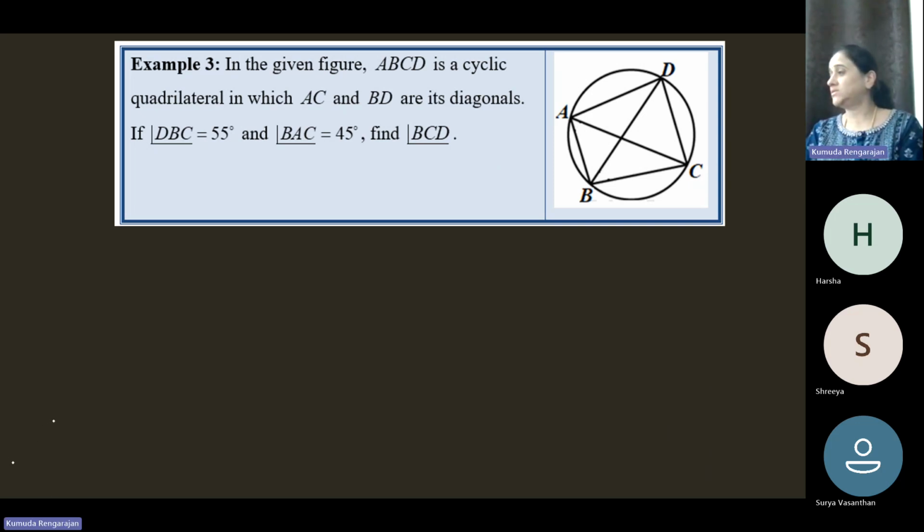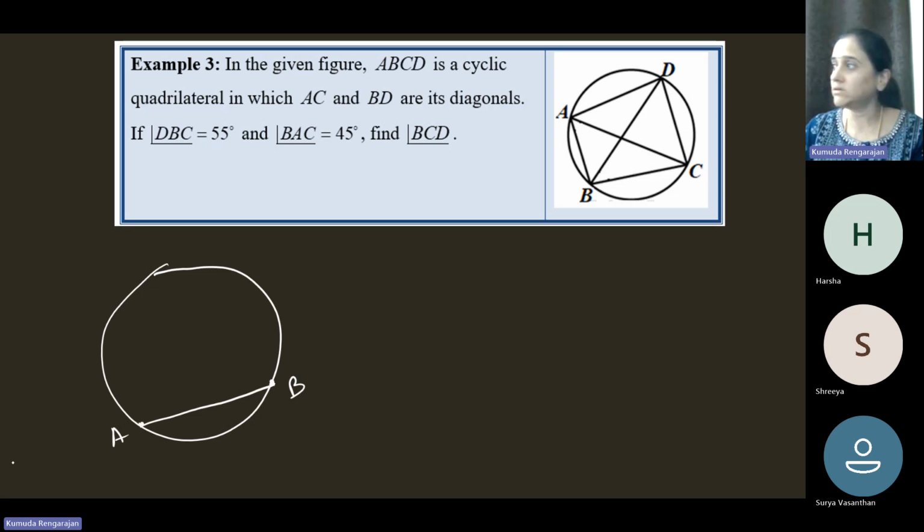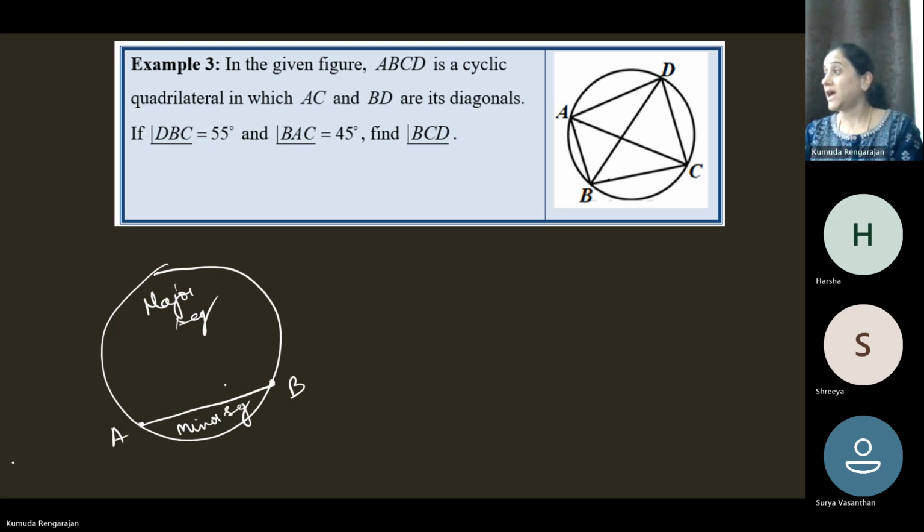From this you can recall the theorem: angles in the same segment of a circle are equal. So what was that? Circle, chord. AB is a chord because it has its endpoints on the circumference of the circle. This is the minor segment. This is the major segment.